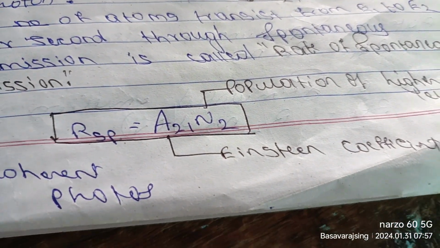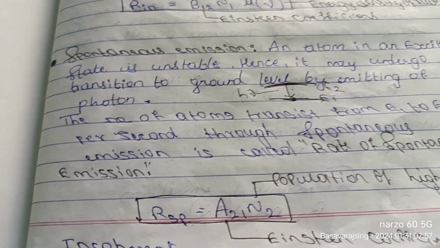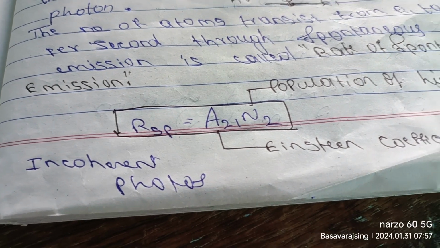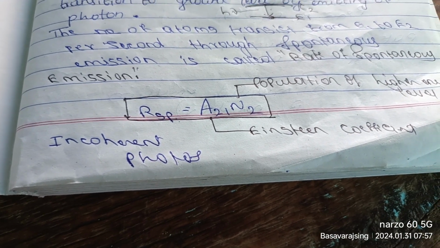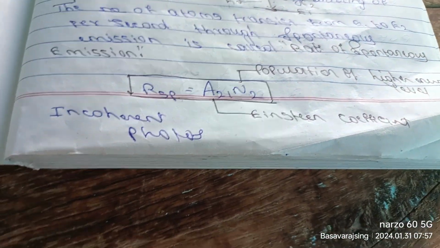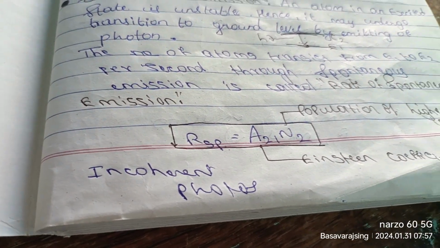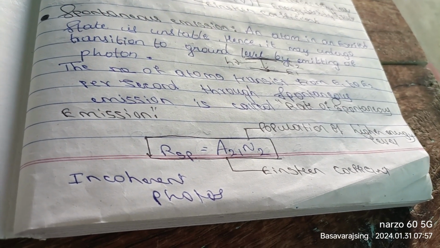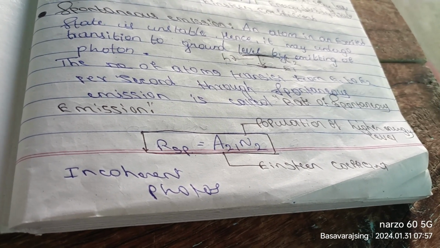Here photons will be emitted. This photon is not coherent. The number of atoms that transit from E2 to E1 per second through spontaneous emission is called the rate of spontaneous emission. The equation of rate of spontaneous emission is R_sp equal to A21 N2. Here we write A21 because we used B21 in another equation, so we use the A21 suffix, where 21 is the suffix where the atom transits from E2 to E1. N2 is the population of the higher energy level.